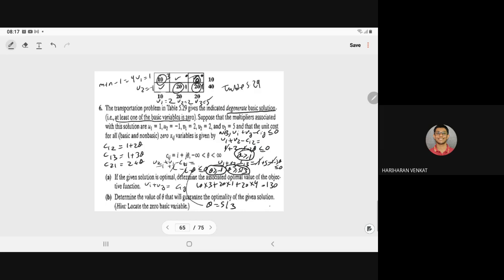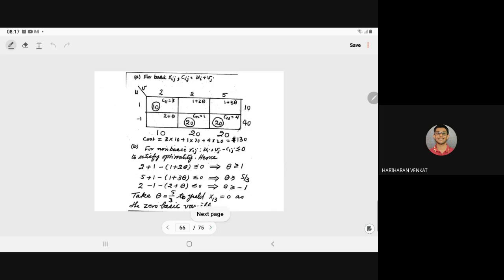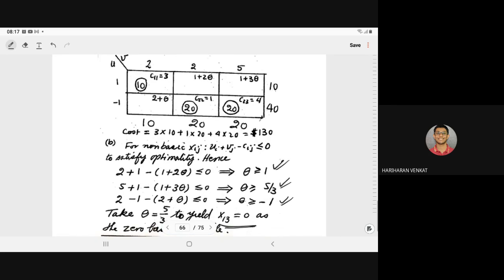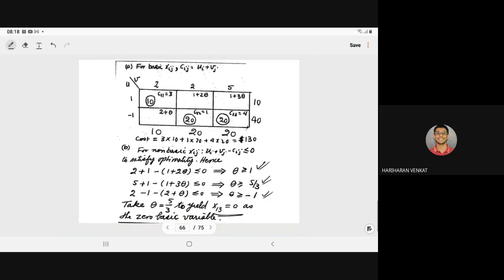So it means this is the basic variable at the 0 level. Here we have done theta greater than or equal to 1, theta greater than or equal to 5 by 3, theta greater than or equal to minus 1. So this yields theta equal to 5 by 3, and this will give you x13 equal to 0. That is the basic variable at 0 level, and this will keep x13 as a degenerate solution. Clear?